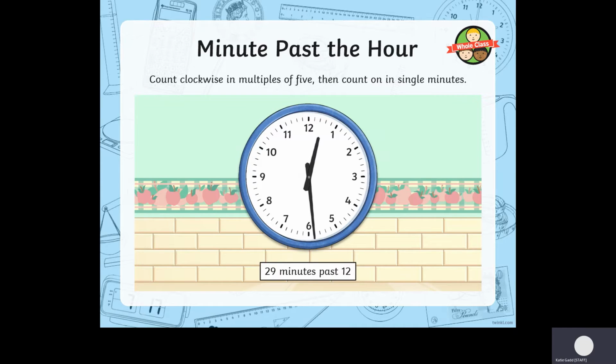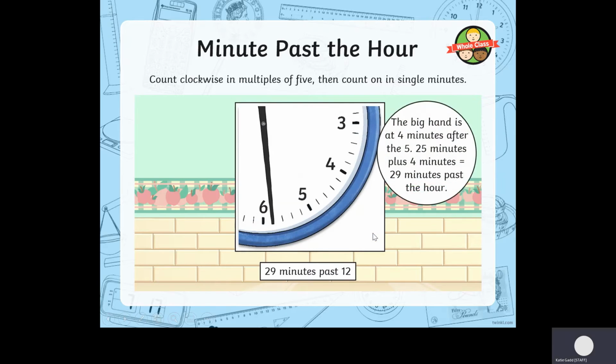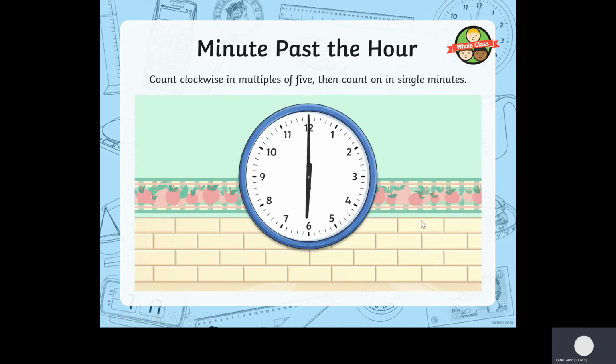Is it 12:30 yet? No, you're right. It's not 12:30 yet because the big hand has not reached the 6. So the big hand is at 4 minutes after the 5. So 25 minutes plus 4 minutes means it's 29 minutes past the hour.